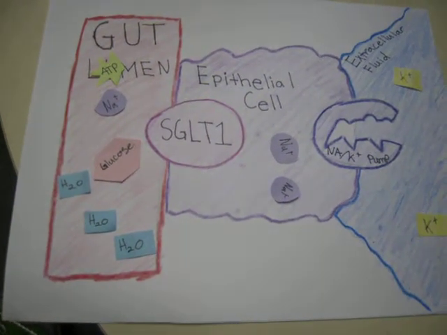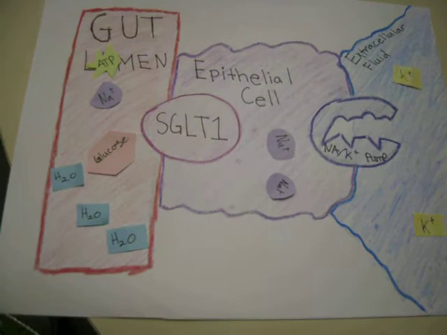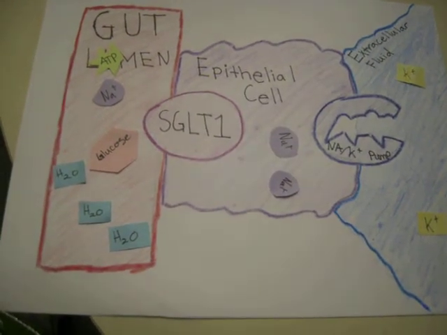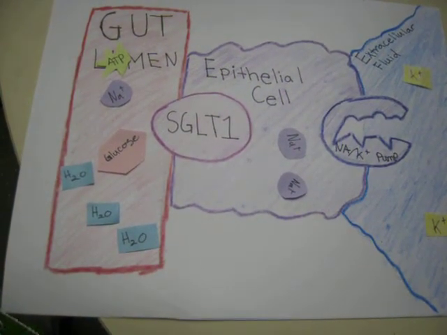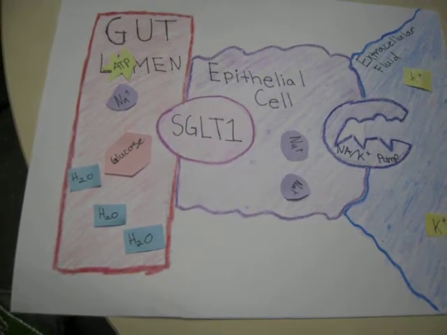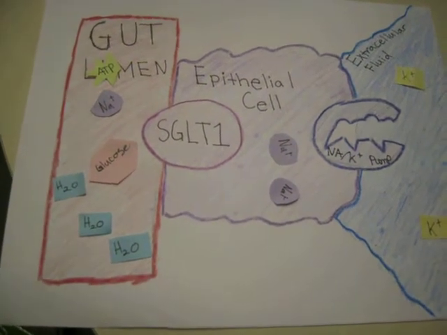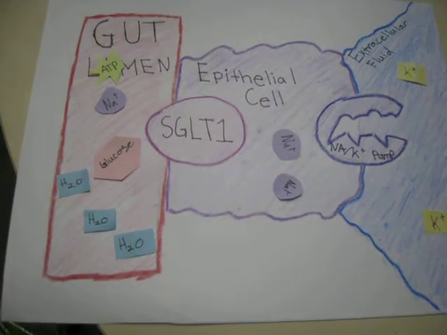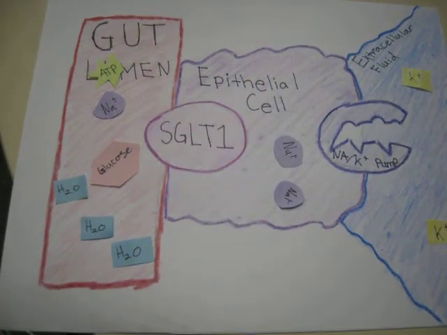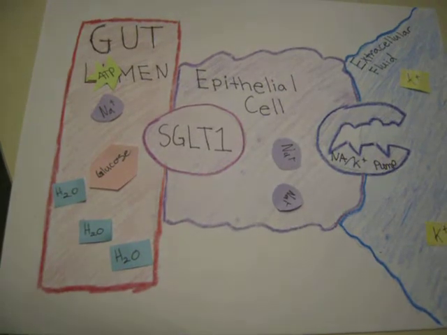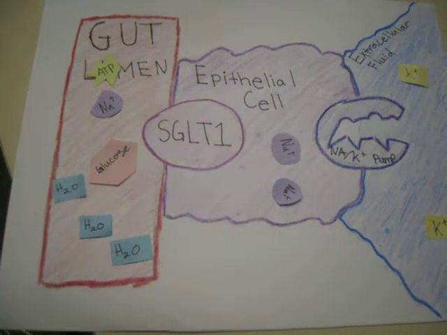In order for this to happen, the system uses a protein called SGLT1, which means sodium glucose cotransporter 1, in order to move the glucose and the sodium from the gut lumen into the cell. Compared to SGLT2, SGLT1 can only contribute 10% of glucose reabsorption.